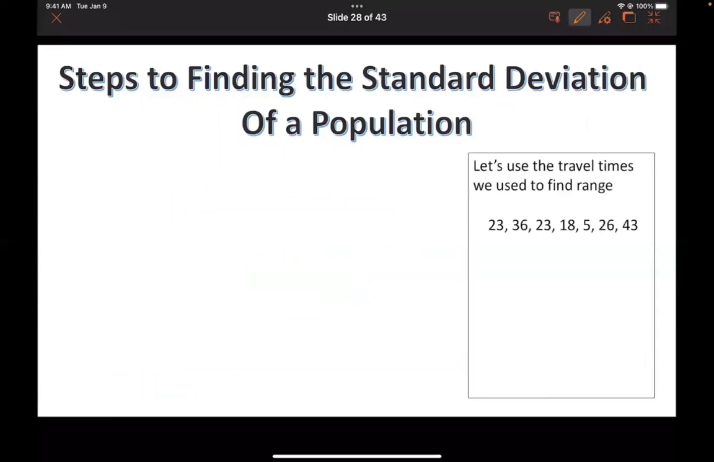I'm gonna walk you through it. So I highly recommend writing it down and doing this along with me. It's gonna connect what you're doing to your brain and your memory. First thing, find the population mean.